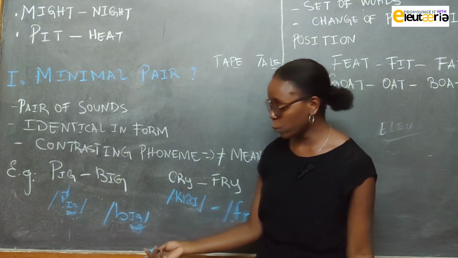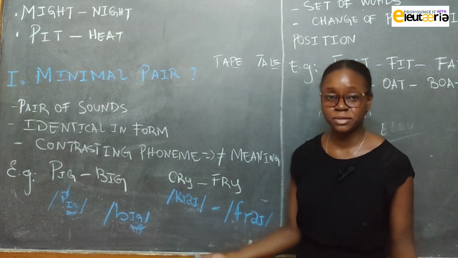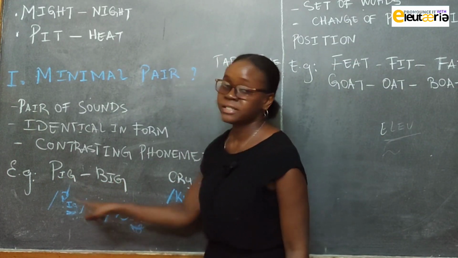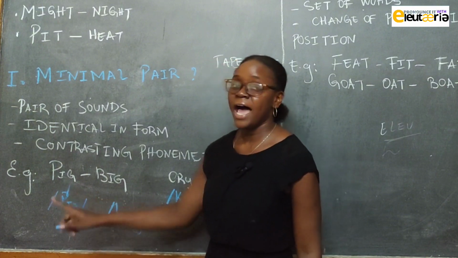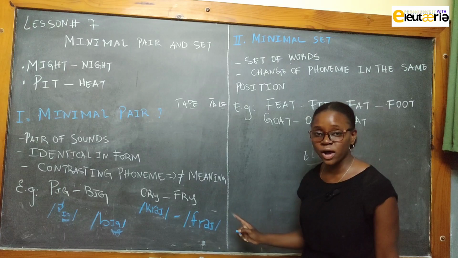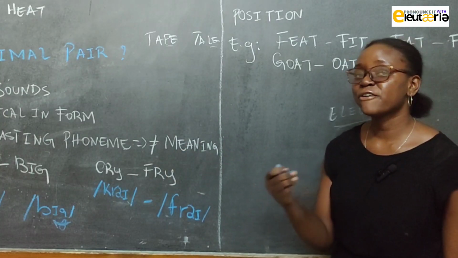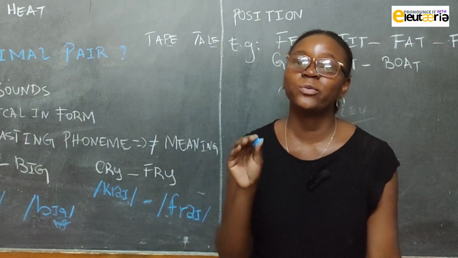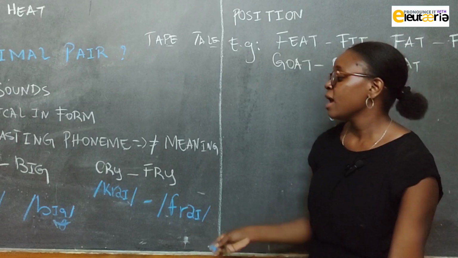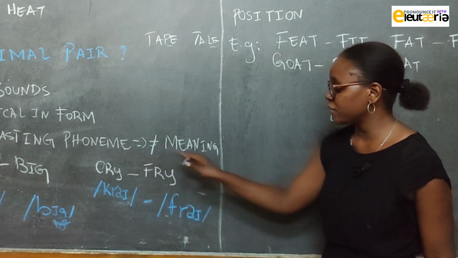So we have a new word. So this is what makes them a minimal pair. They are identical in form, but a contrasting phoneme. The different phoneme here is "ba", and it's in initial position. Another example is the pair cry and fry. As you can see, their forms are identical. By form, we mean the way the words are written. So they are written in the same way, and their pronunciation is somehow similar as well. So we have cry and fry.